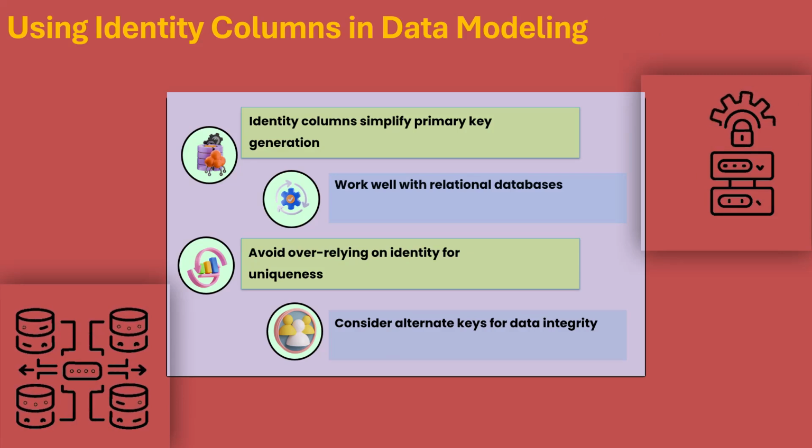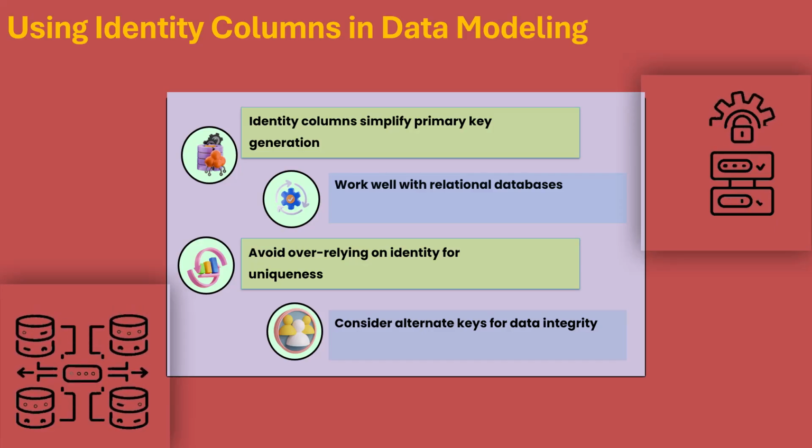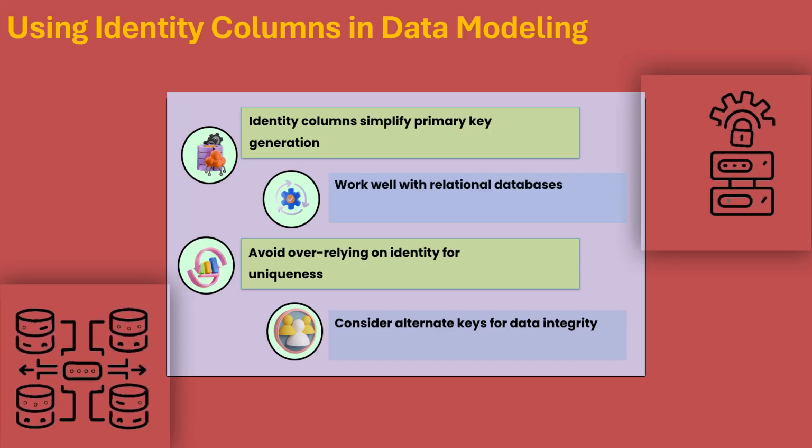Identity columns are the backbone of many databases, making primary key generation effortless. They pair wonderfully with relational databases, but don't get too comfortable. Relying solely on identity columns for uniqueness can lead to trouble. Exploring alternate keys adds another layer of data integrity. Think of it as having a backup parachute. You never know when you'll need it.